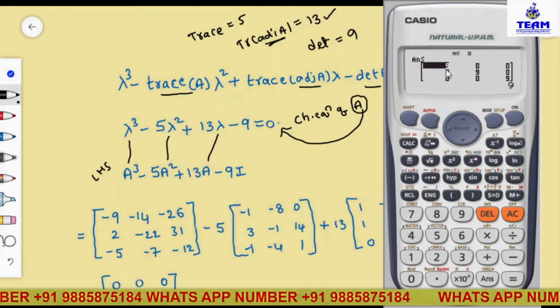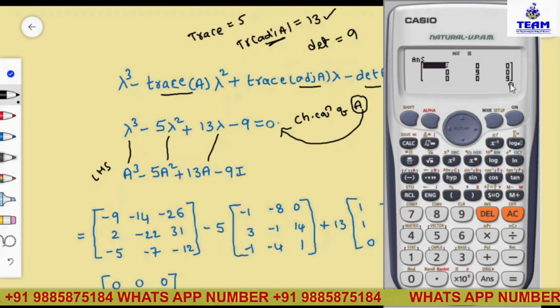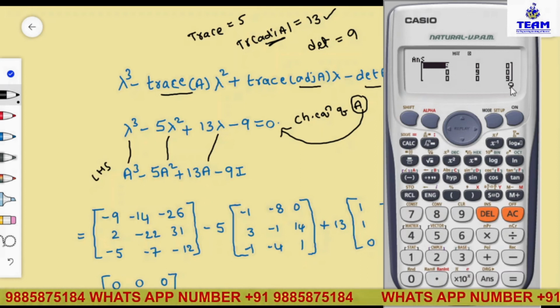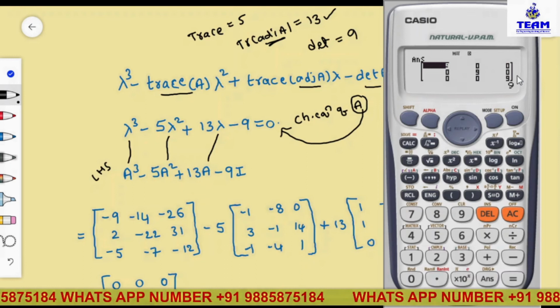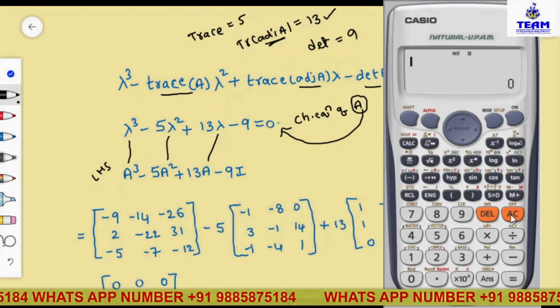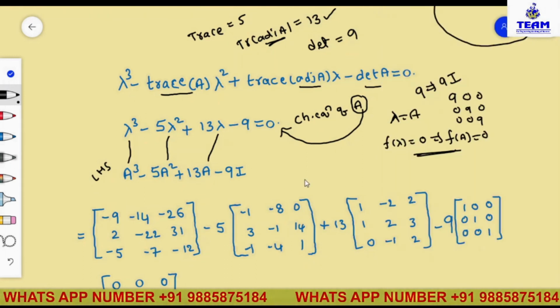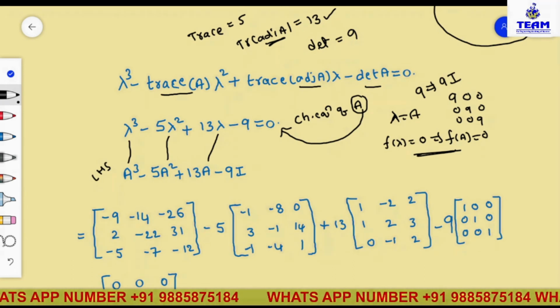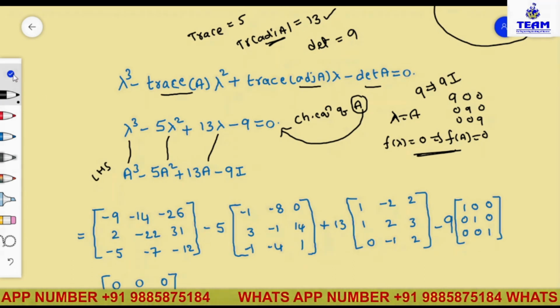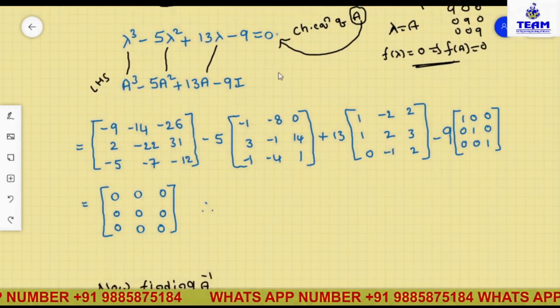Yes, you see what you have? 9. This is 9, friends. You see here it is indicated. The 9 value is showing here: 9 0 0, 0 9 0, 0 0 9. So what can you say from this? Yes, verified Cayley-Hamilton theorem. Yes or no? Yes, verified Cayley-Hamilton theorem. So write down this step also.